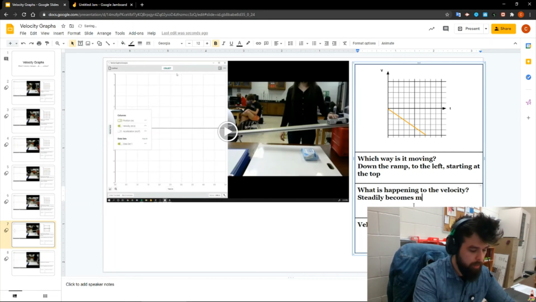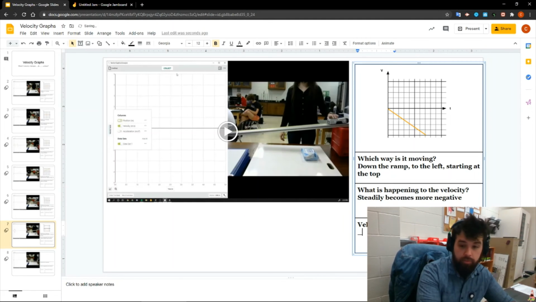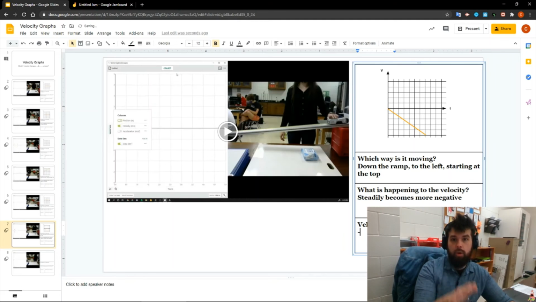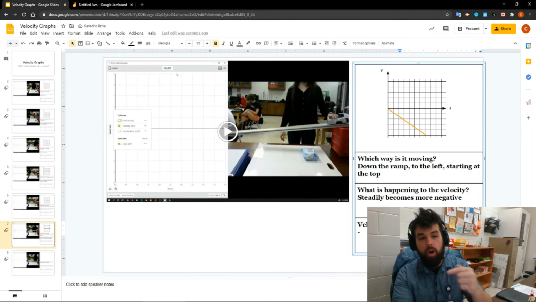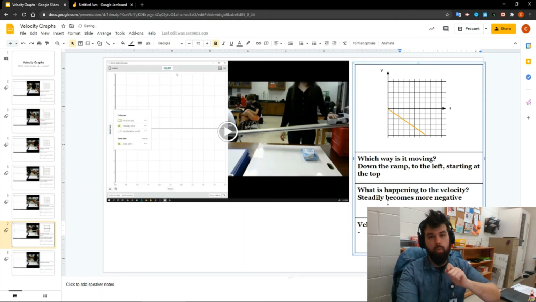Steadily becomes more negative. Okay, so in this instance, velocity is negative because we start at 0 and we only decrease. And our slope is also negative because we're heading downward. So we have a negative acceleration as well.